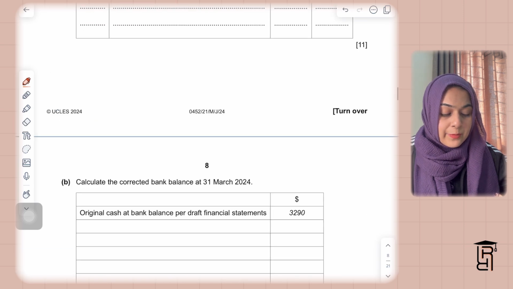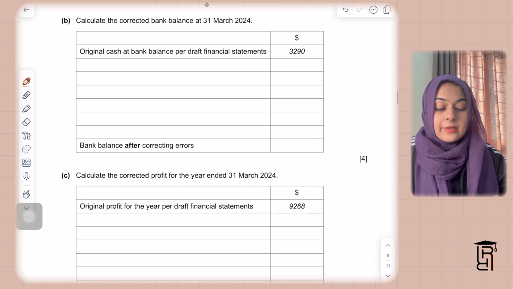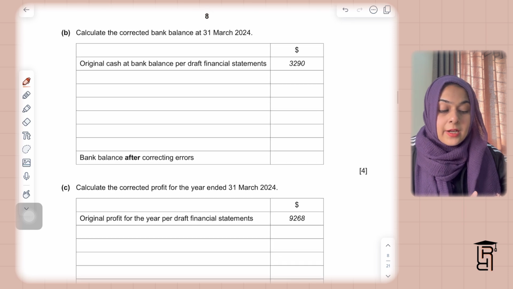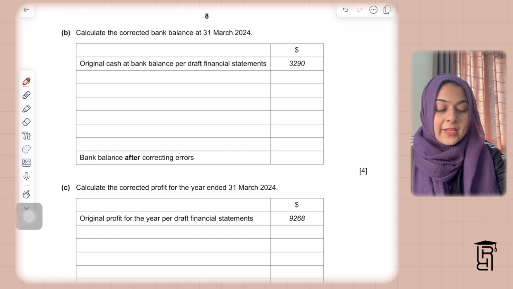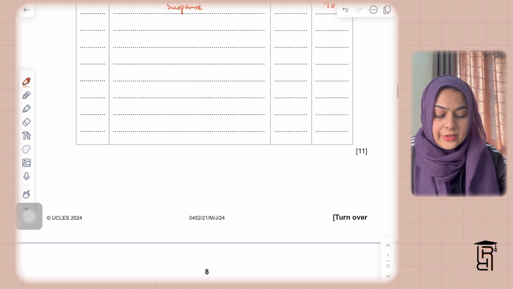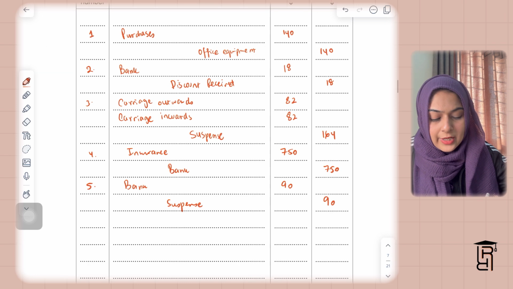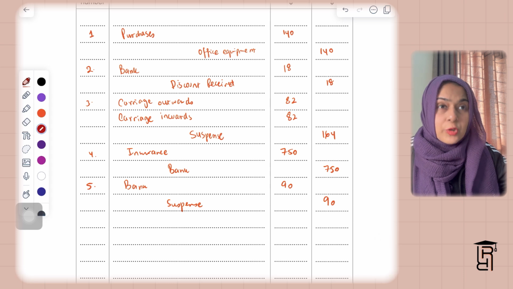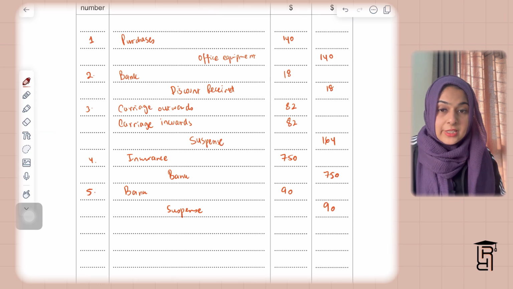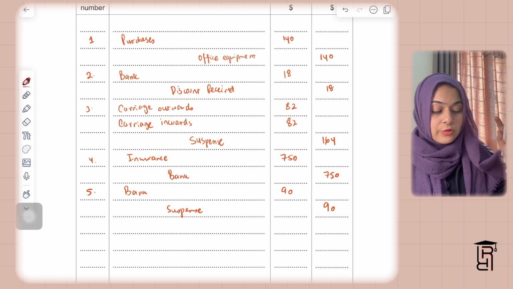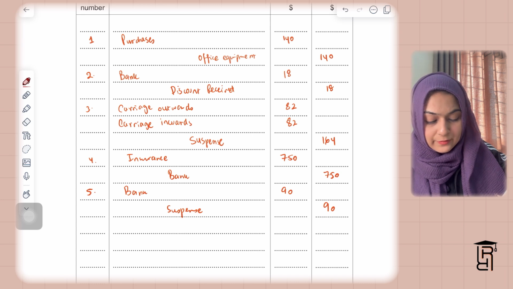Now in part B of this question, we need to correct the bank balance. The original cash at bank, meaning the bank balance in the financial statements, was 3290, and I need to correct it because I have made a lot of entries related to bank. I will just make a star around them. I have made a lot of entries related to bank in this question, so I need to highlight these for you. So I will highlight the bank-related ones.